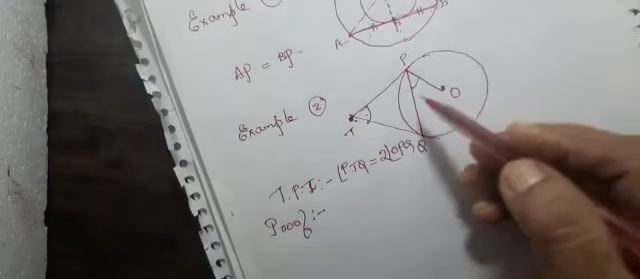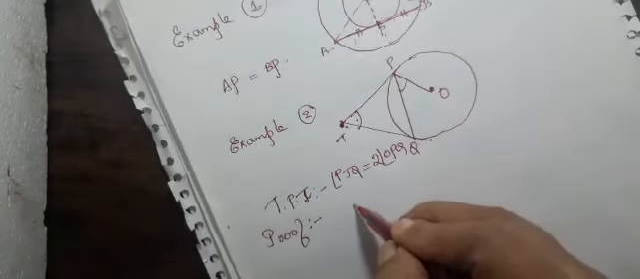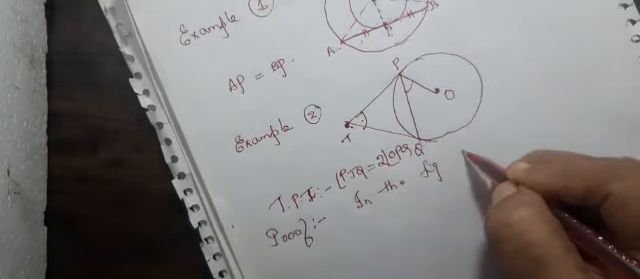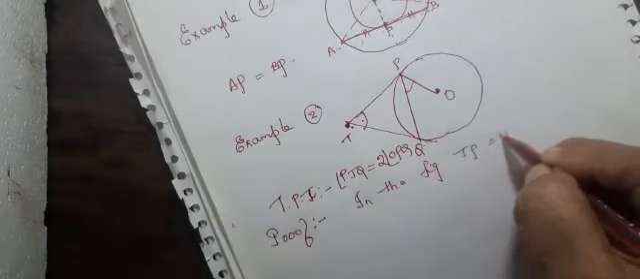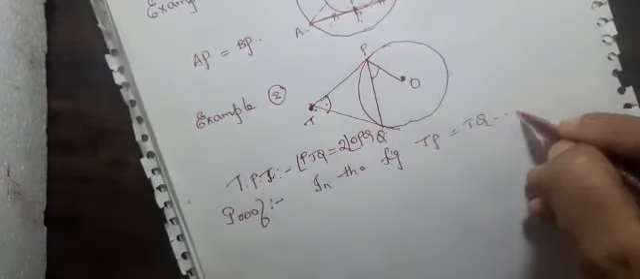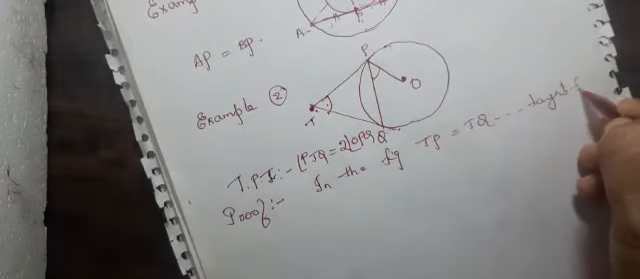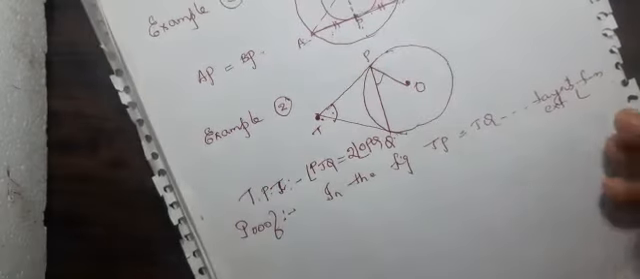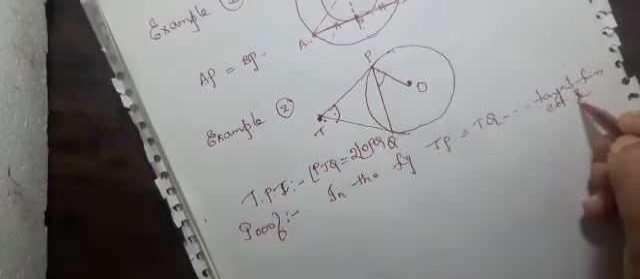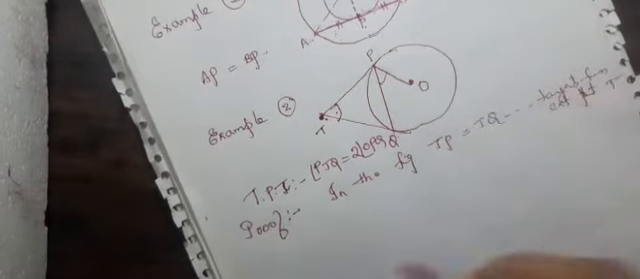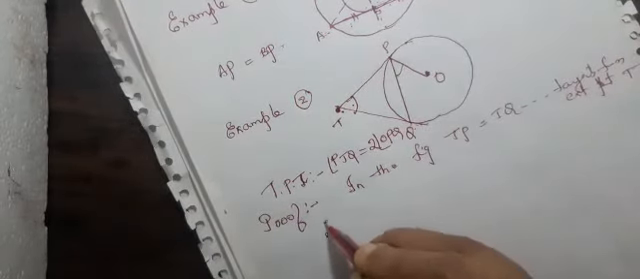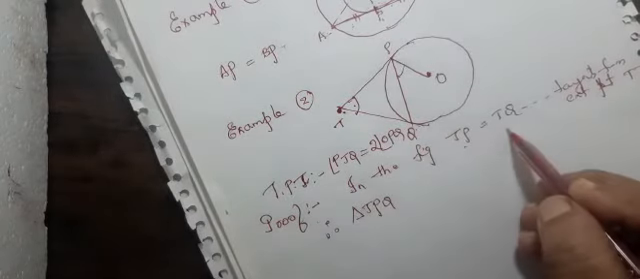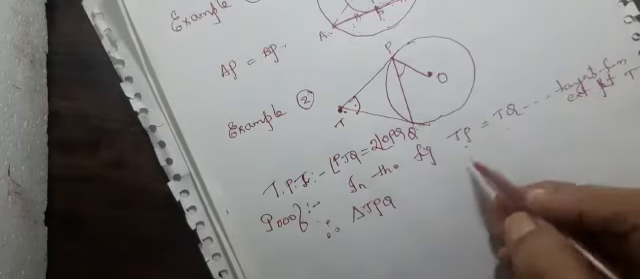See now. In the figure, TP is equal to TQ. TP is equal to TQ because they are tangents from an external point. You should know the reason also. Why are they equal? Because they are tangents from external point T. Now, therefore, what happens? In triangle TPQ, two sides are equal.